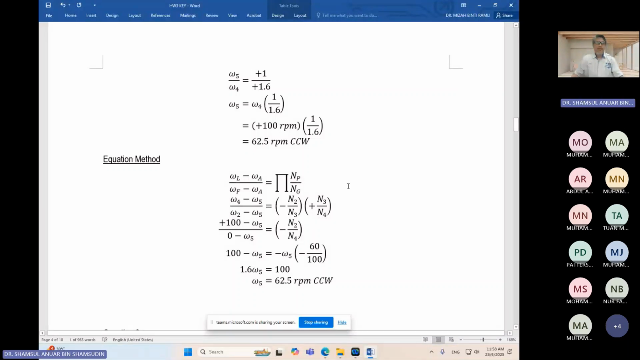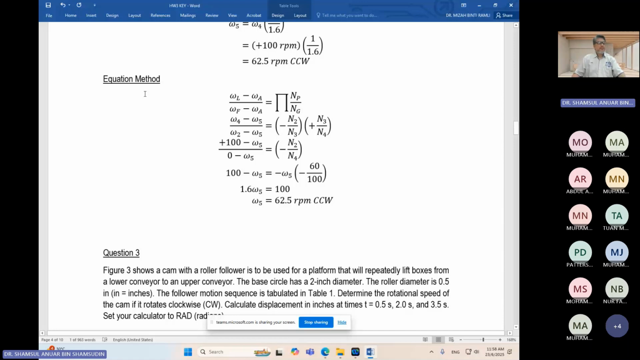Okay, alternatively, you can use the equation method. The equation method will be given in the back of the exam question. This one will be in the equation sheet. But you must know how to use it. Must know how to use it. So for the equation method, you have to decide: you want to solve for omega 3 or you want to solve for omega 4, because these are two things that you need to solve.